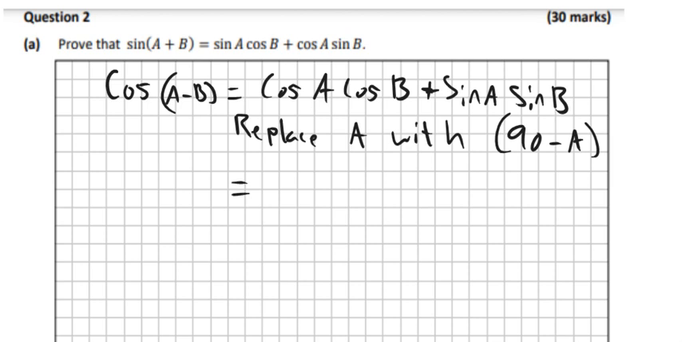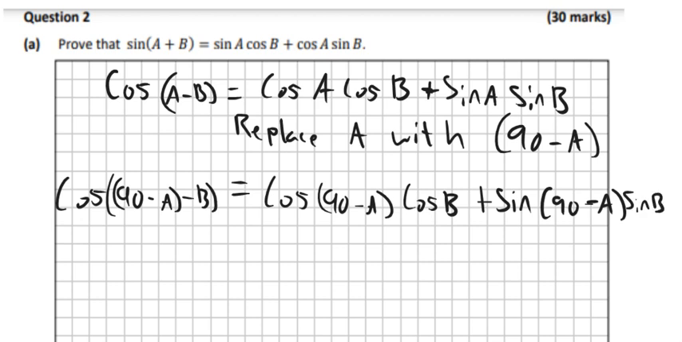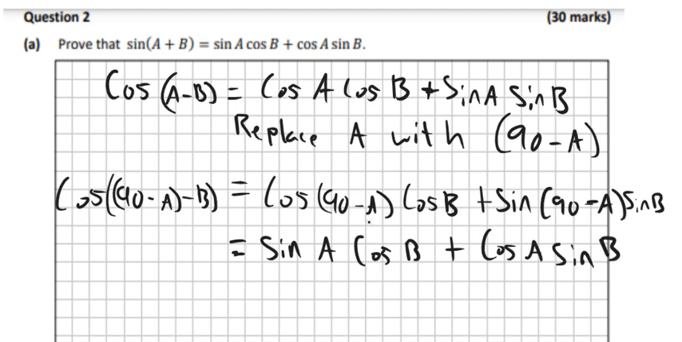So we're going to get cos of 90 minus A minus B is equal to, so it's cos of 90 minus A cos B plus sine of 90 minus A sine B. And then because we've got cos of 90 minus A, we can turn that into a sine A. So we've got sine A cos B plus, and then we can turn the sine 90 minus A into a cos A and sine B. So it's starting to look like what we want.